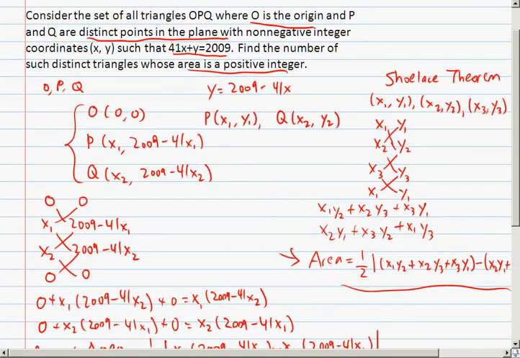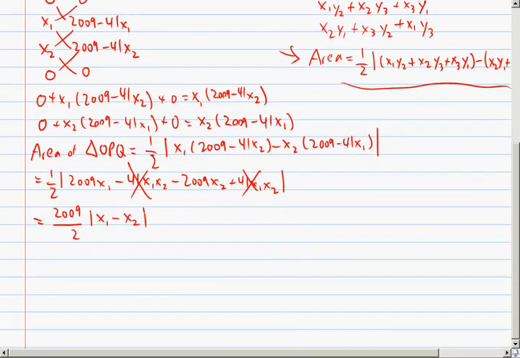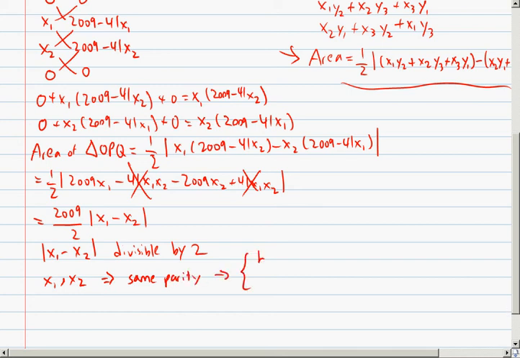Now, we need to find the number of such distinct triangles OPQ whose area is a positive integer, as stated in the original problem statement. So in order for the area to be an integer, we need the absolute value of x1 minus x2 to be divisible by 2. And basically, in order to accomplish this, x1 and x2 must have the same parity. In other words, they need to be either both odd or both even.